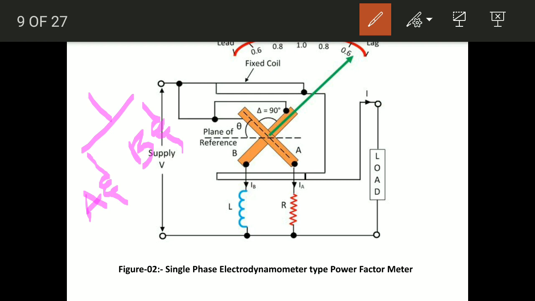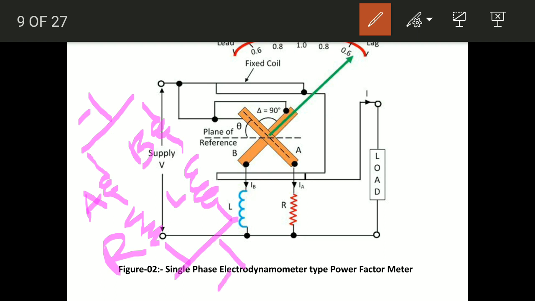Now what the designer has done in this case: in series with coil A he connects a very high value of resistance, capital R, and in series with coil B we connect a very high value of inductive reactance, or you can say inductor L, and then this entire arrangement is connected across a supply voltage.